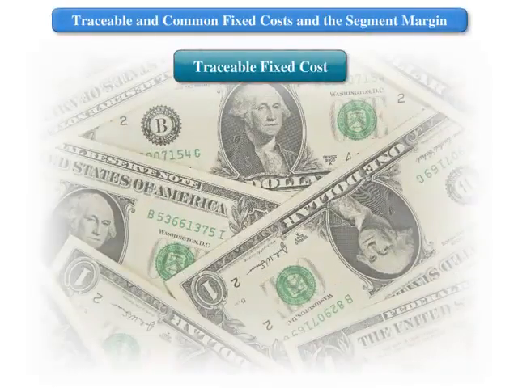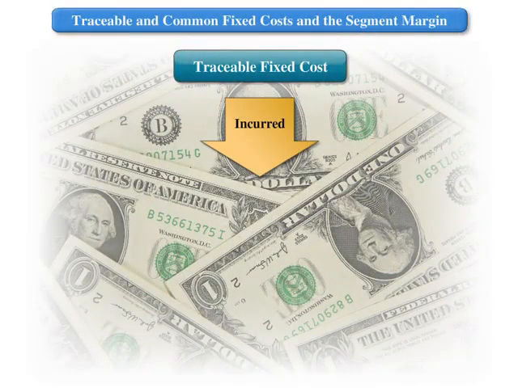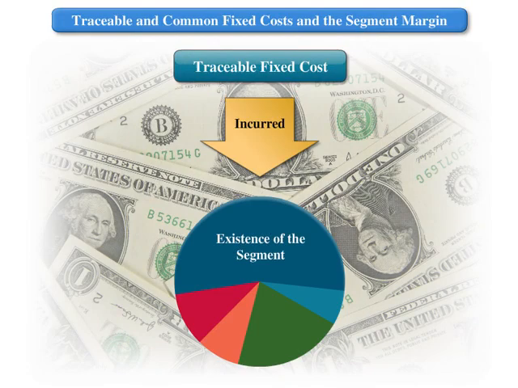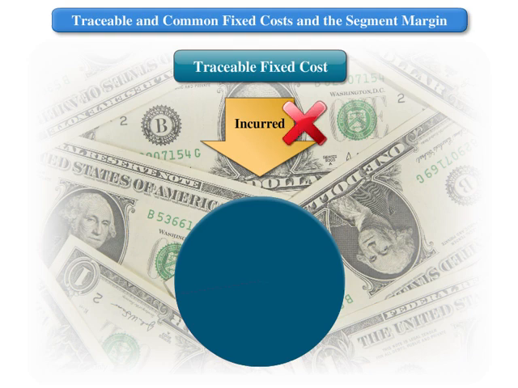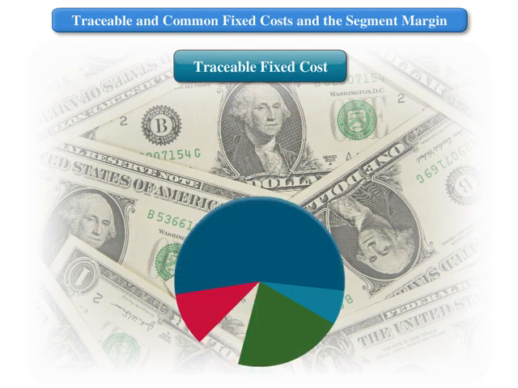A traceable fixed cost of a segment is incurred because of the existence of the segment. If the segment had never existed, the fixed cost would not have been incurred. If the segment were eliminated, the fixed cost would disappear.